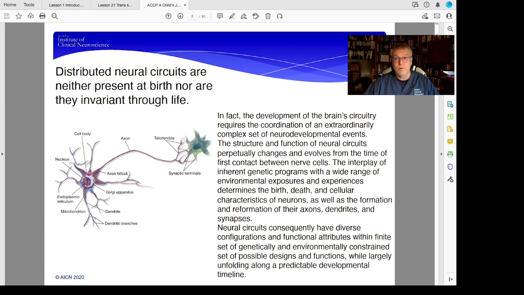So we have a distributed neural network that we call networks, and they connect together to do various things, but the fact is that the development of the brain circuitry requires a coordination of an extraordinarily complex set of neurodevelopmental events. And the structure and function of these circuits perpetually changes as we evolve through different phases of our personality development and through different phases of our life.